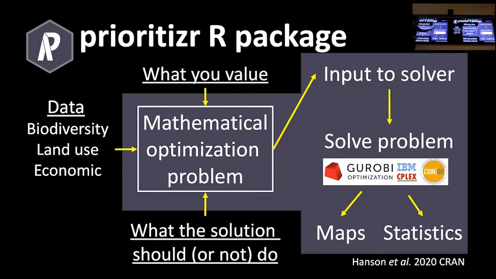And then Prioritizer takes the raw outputs from this and turns that into something you can understand, like maps and calculated statistics and stuff like that. And so that's on CRAN, if you want to check it out.